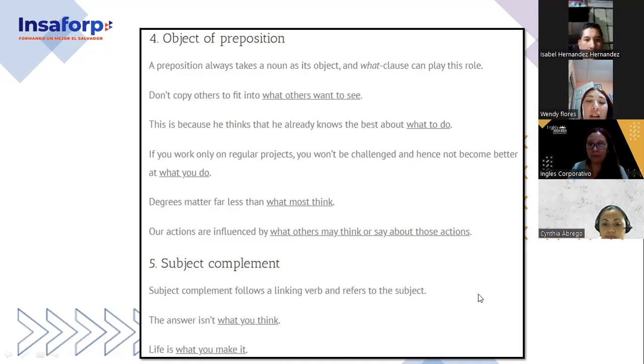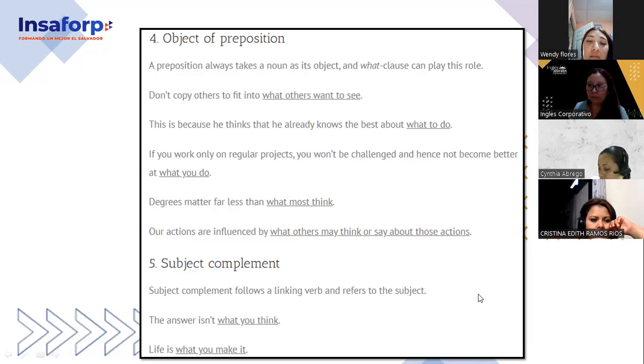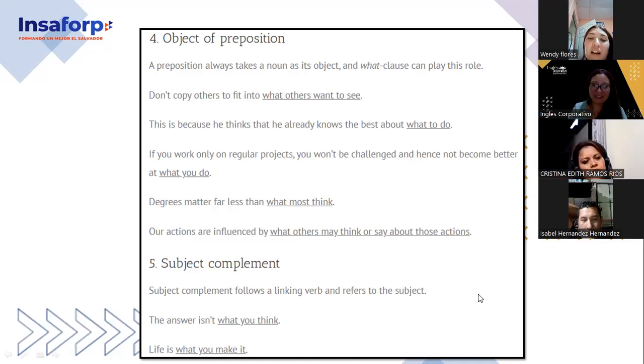Wendy? Está en mute, Wendy, tiene un micrófono cerrado. No la escuchamos, Wendy, tiene el micrófono cerrado. Oh, excuse me. Okay.